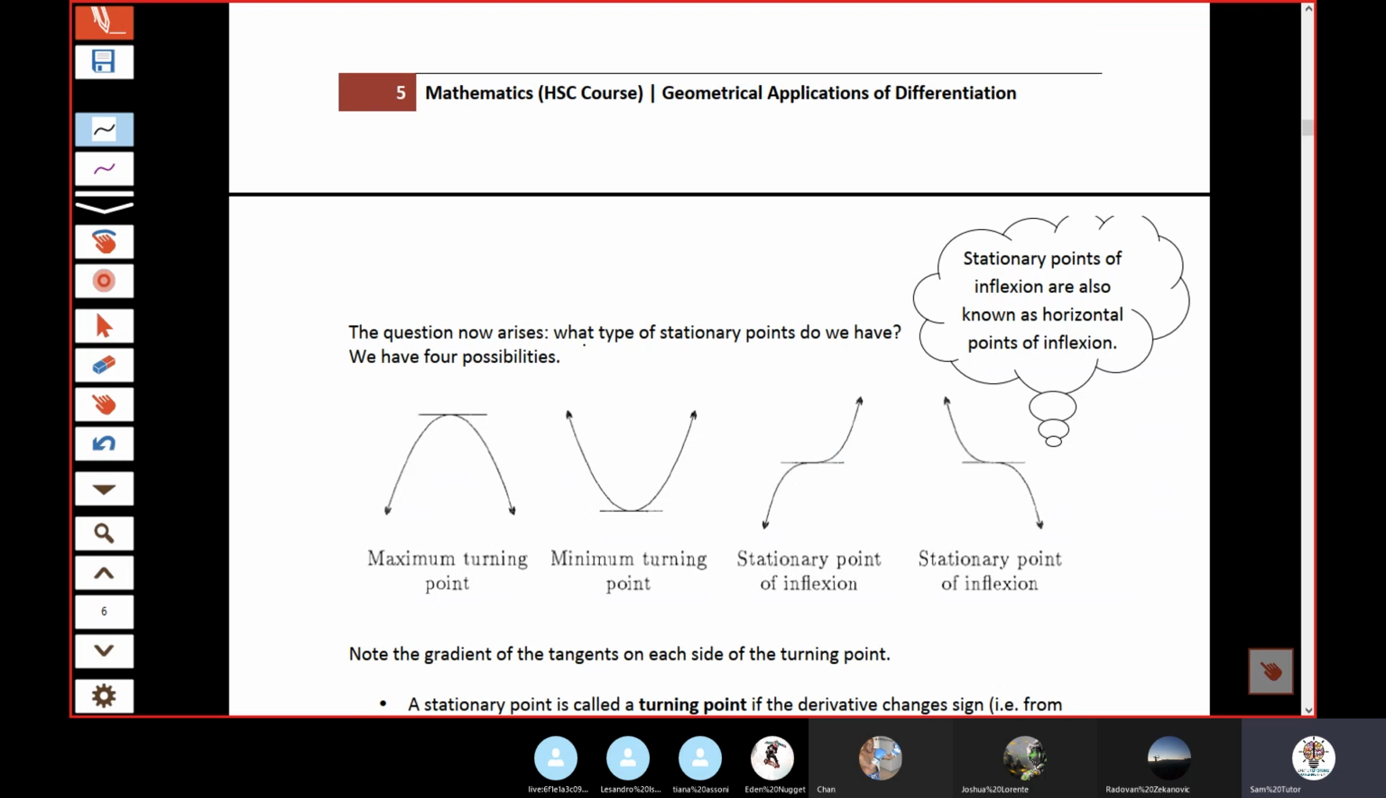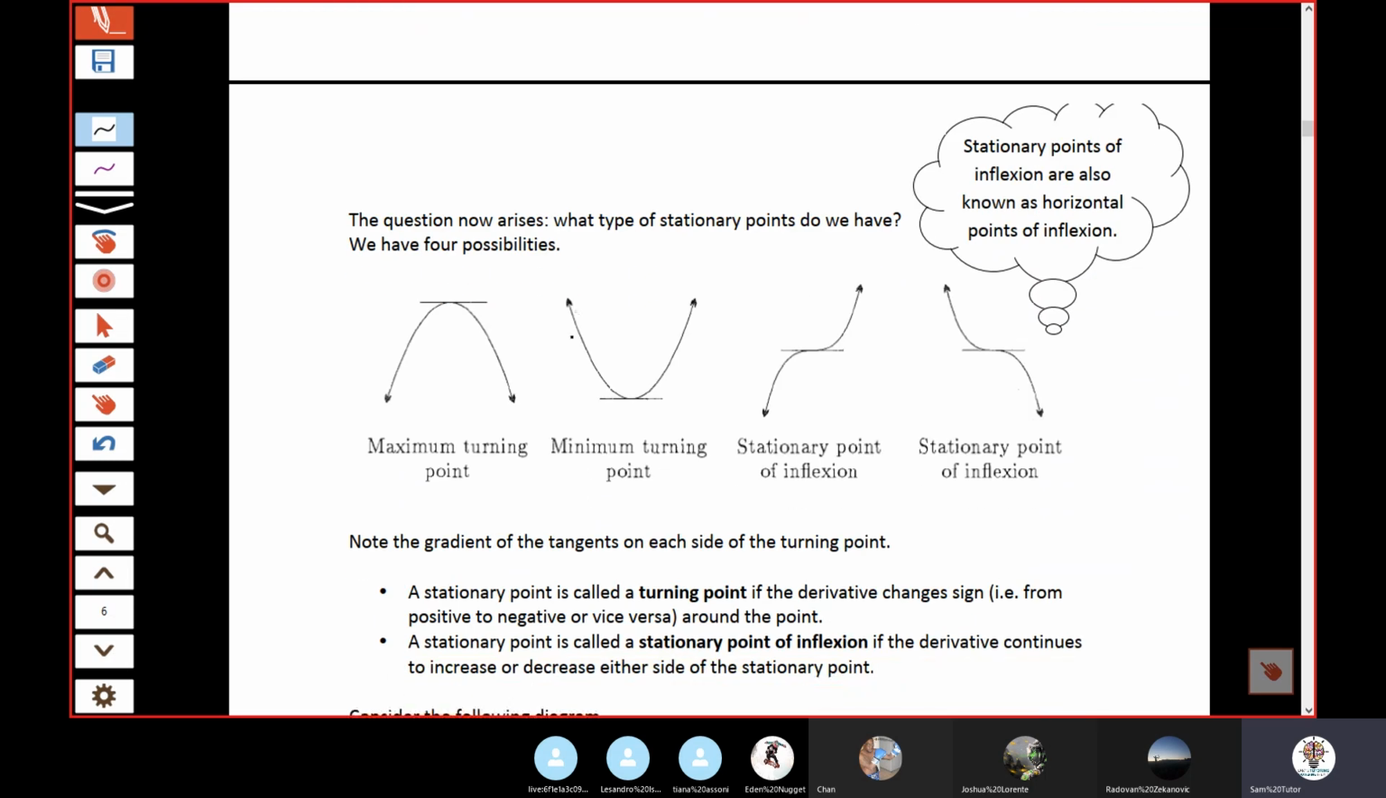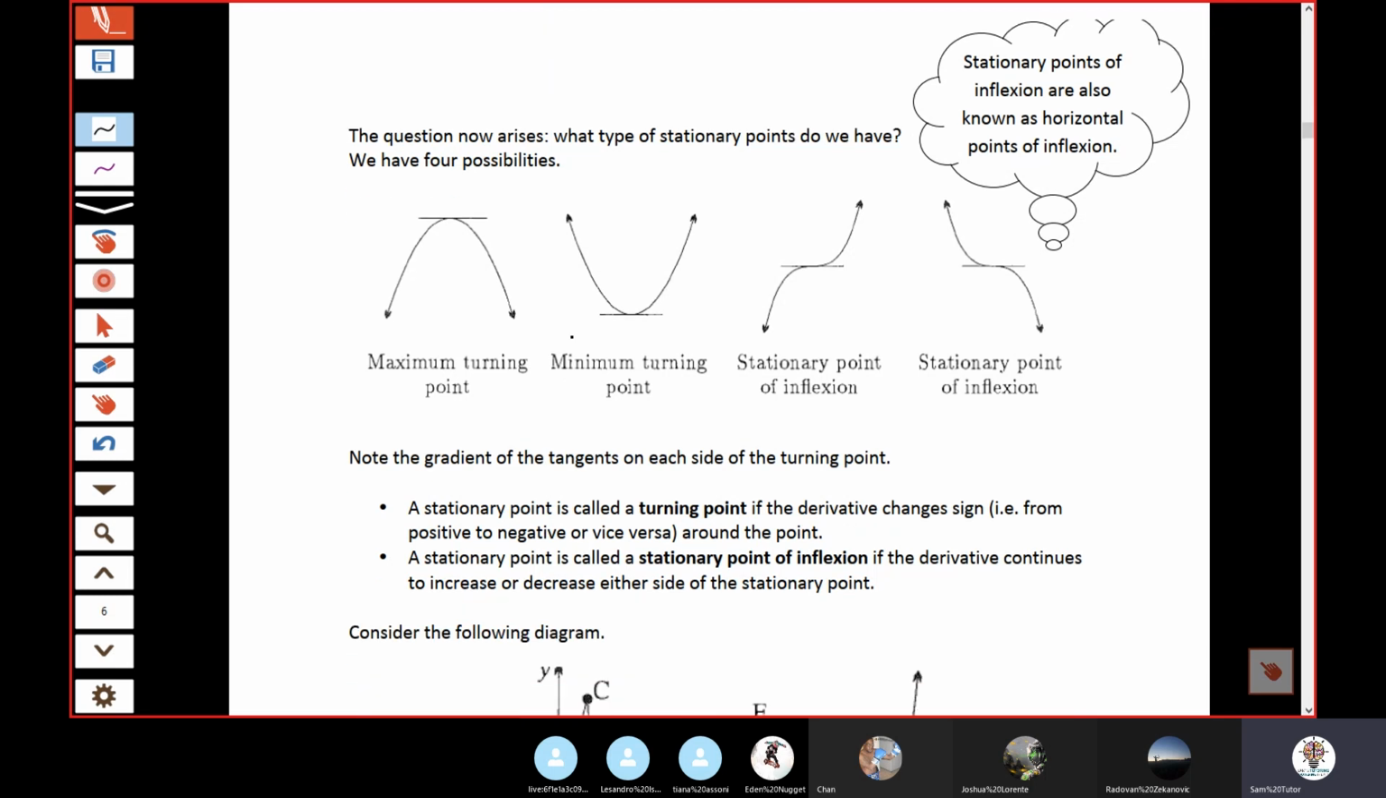Easy. The question now arises: what type of stationary points do we have? We actually have 4 possibilities: maximums, minimums, and horizontal points of inflection, depending on which way they're shaped. Others call them stationary points of inflection, but I call them horizontal points of inflection. Why? Because they're horizontal, which means they're flat, and they're also points of inflection, so they're moving from sad to happy. See?